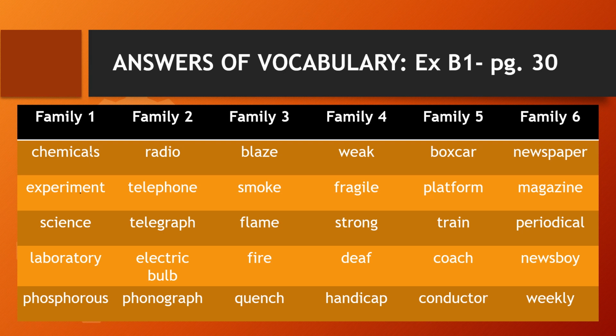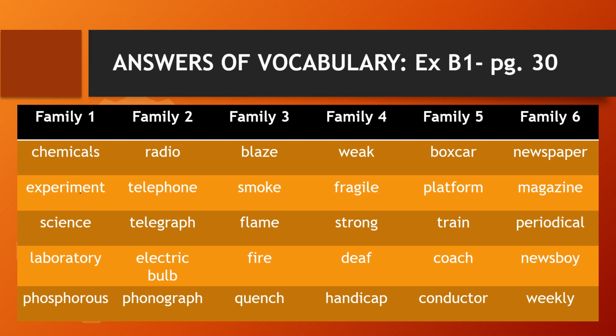Now let us see family 3. Blaze, smoke, flame, fire, and quench. Now in this family, children, all the words are related to fire. If you see them carefully, all have a relationship with fire. Now quickly write these down in family number 3. Don't forget to be neat and don't forget to write the correct spellings.